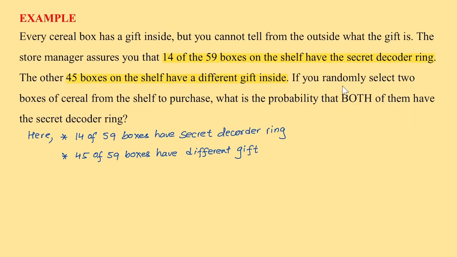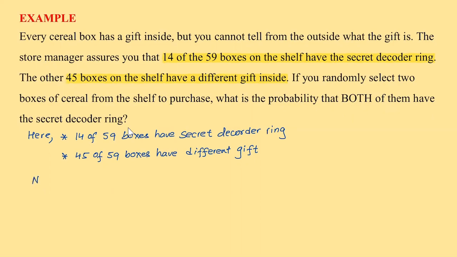Now the question is, if you randomly select two boxes of cereal from the shelf to purchase, so when you are randomly pulling two boxes to purchase, that means you are not putting them back. So this is the dependent case. What is the probability that both, meaning the first box and also the second box, have a secret decoder ring?